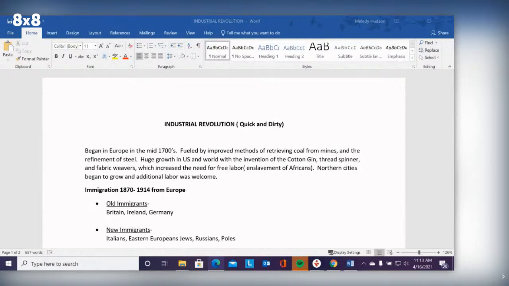Oh, that's pretty. It's all upside down. Okay. I thought I had. There we go.